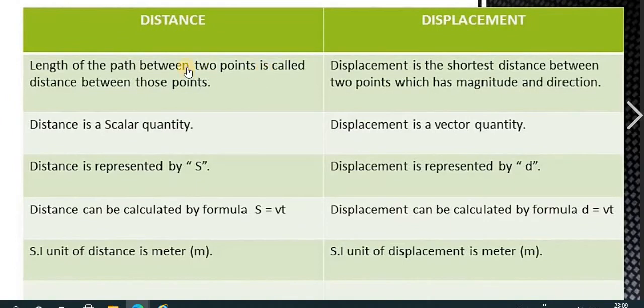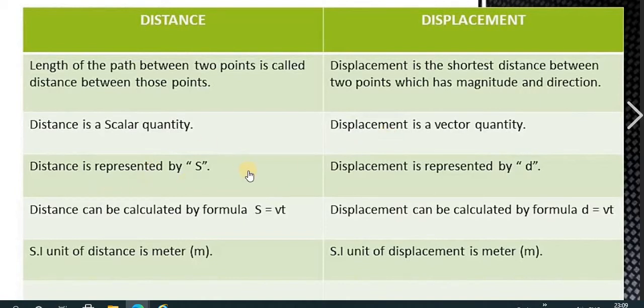Let's see one more time. Distance means the length of the path between 2 points is called the distance between those points. And displacement means the shortest pathway, having a magnitude and direction. And distance is a scalar quantity as it does not require any kind of direction for the explanation. And displacement is a vector quantity because we require direction to explain it.